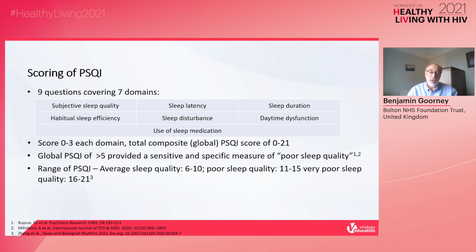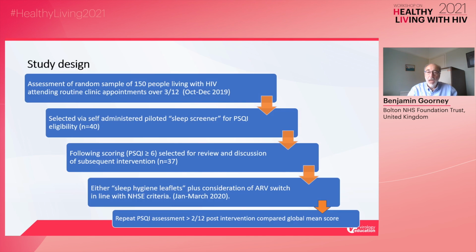And in this study, we just compared the overall mean global PSQI score of one group with another. In terms of recruitment for the study, we initially assessed patients attending our routine clinics over a 3-month period, and we screened them initially with some sleep screening questions, just a few discriminatory questions, in order to identify if they currently had some kind of a sleep problem. Out of those 150 patients sampled, 40 of them, that's just under a quarter, were identified as having a sleep disturbance. Those 40 were then subjected to further assessment using the PSQI, and out of those 40, 37 of them, that's just over 92%, scored 6 or more on the PSQI.